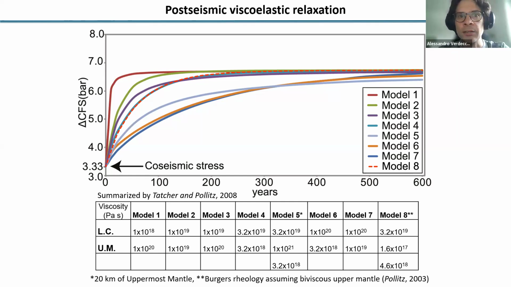Of course, higher viscosity means that the lower crust or upper mantle takes longer to relax, while lower viscosities mean that, like in this reddish curve, the model one, the lower crust and upper mantle take very little time to relax. So it redistributes stresses quite quickly.